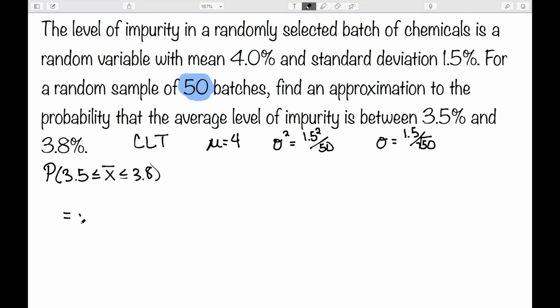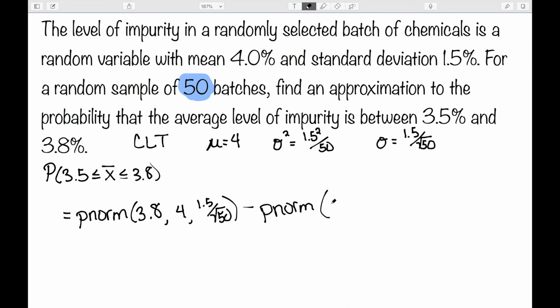In R, we need to use the command pnorm. We have the first probability, the mean, and the standard deviation. And then we subtract out the lower probability: 3.5, the mean is 4, and the standard deviation 1.5 over the square root of 50. So this command in R would give us this proportion and this probability.